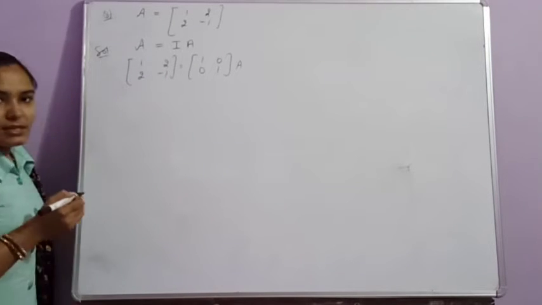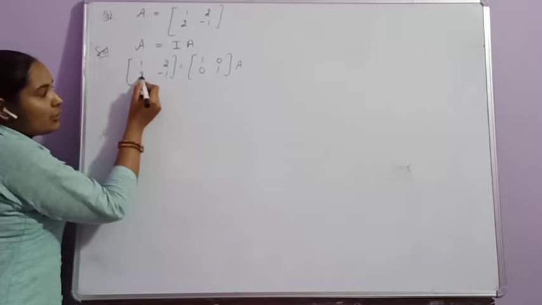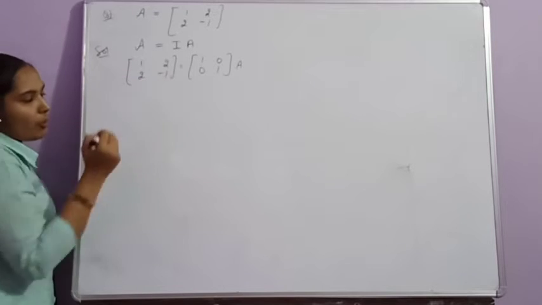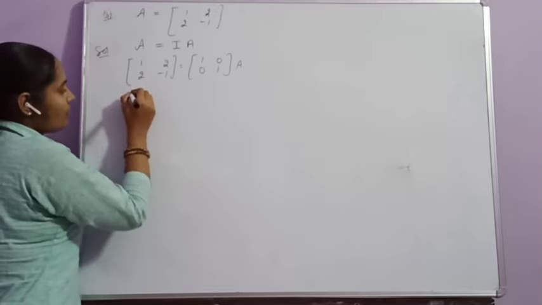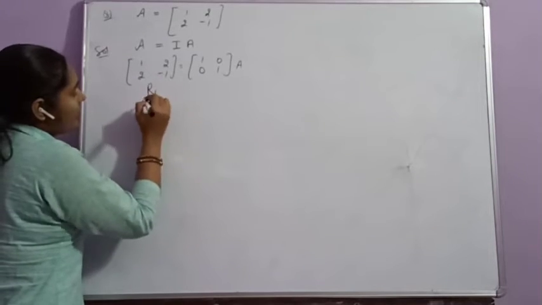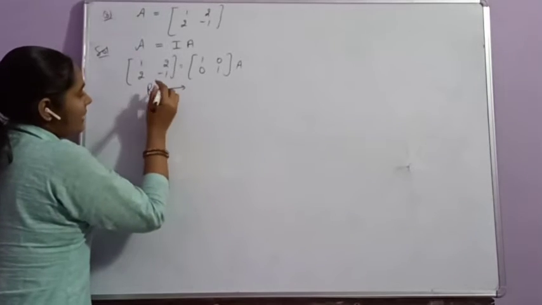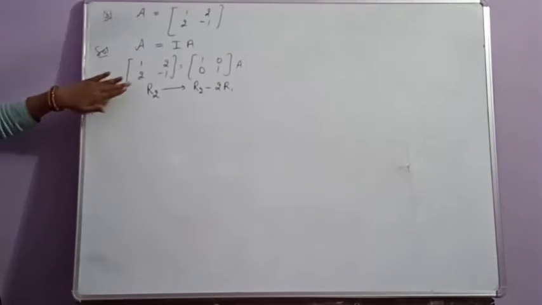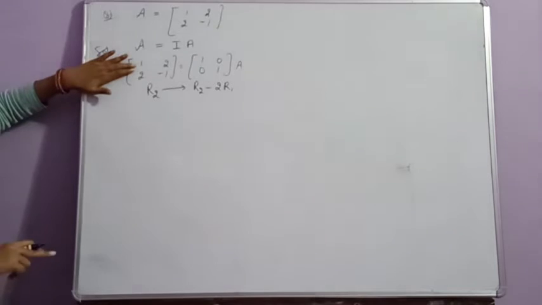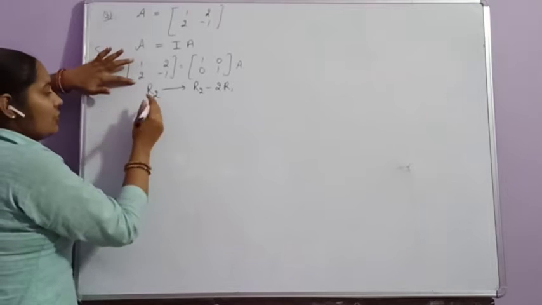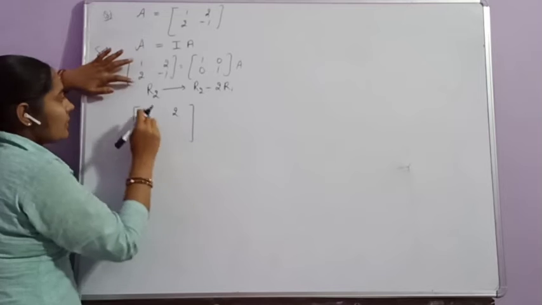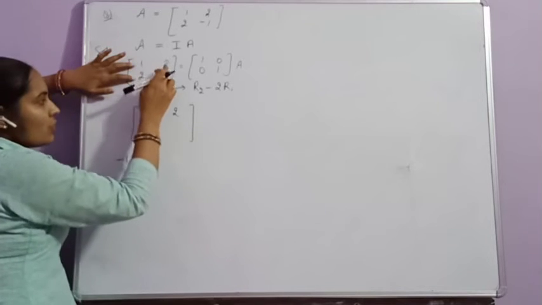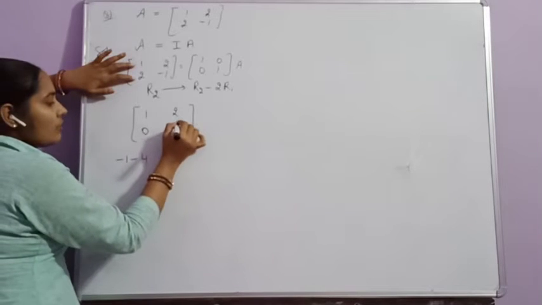Now we can see that the first element is 1. Now we have to make the 2-1 element equal to 0, and we can see that if we multiply the first row by 2 and subtract it from the second row elements, then it is equal to 0. So R2 tends to R2 minus twice of R1. That is, the first row remains the same, 2 minus 2 into 1 is equal to 0. Similarly, minus 1 minus twice of 2, that is 4, is equal to minus 5.